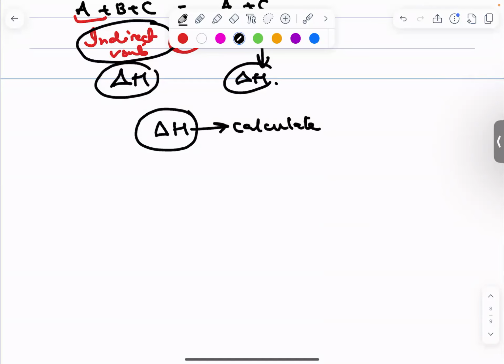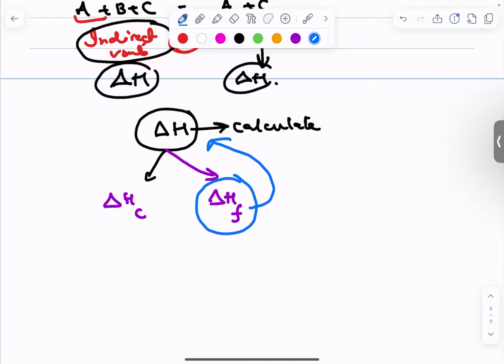All right. So the data which would be given to us could be the data for enthalpy change of combustion or the data for enthalpy change of formation. In the question, either of them would be given. We could be given enthalpy change of formation data to calculate the standard enthalpy change, and we could be given the standard enthalpy change of combustion data in order to calculate delta H.